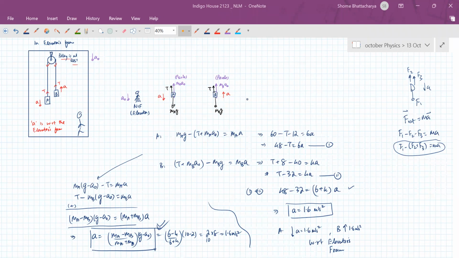Ethan, the value of tension is not correct actually. I'll show you the answers for the second part also. So anyway, now substitute this back in this equation or this equation, whichever, and we'll get the tension as 38.4 Newton.